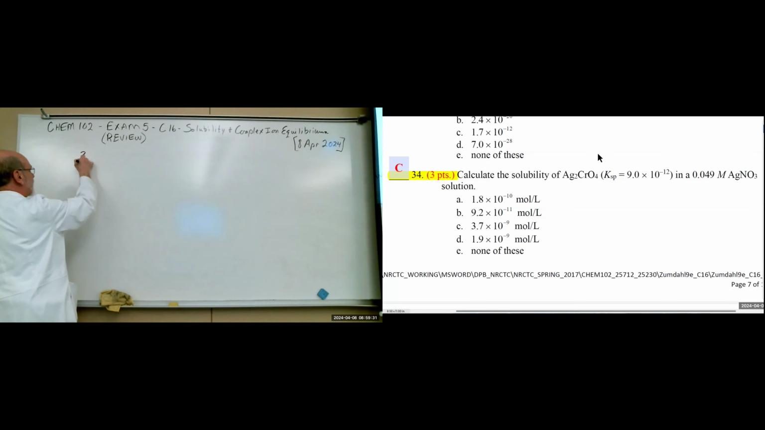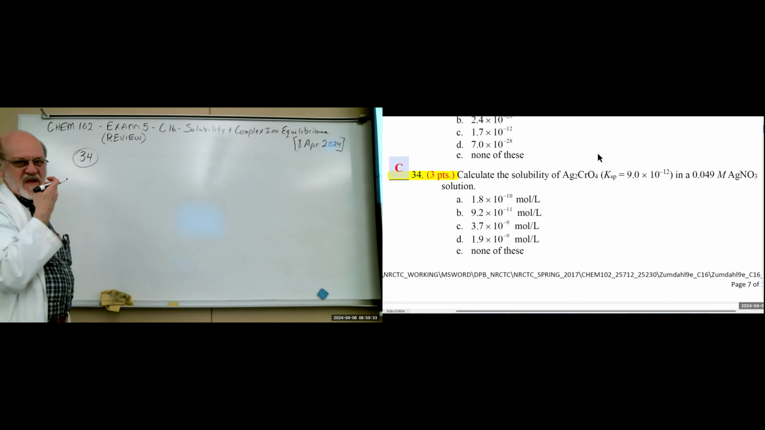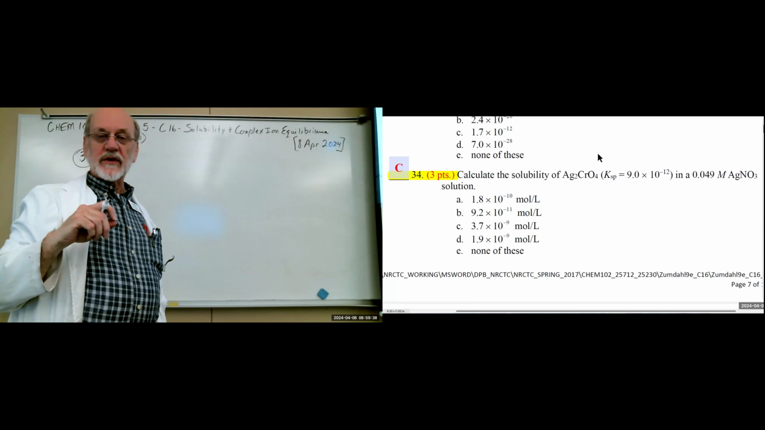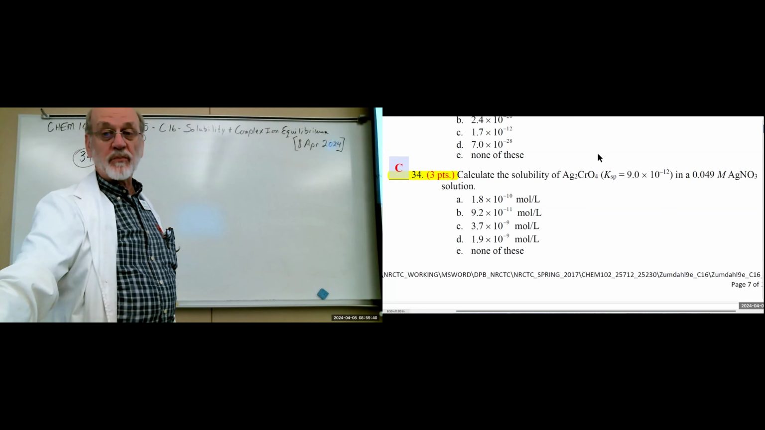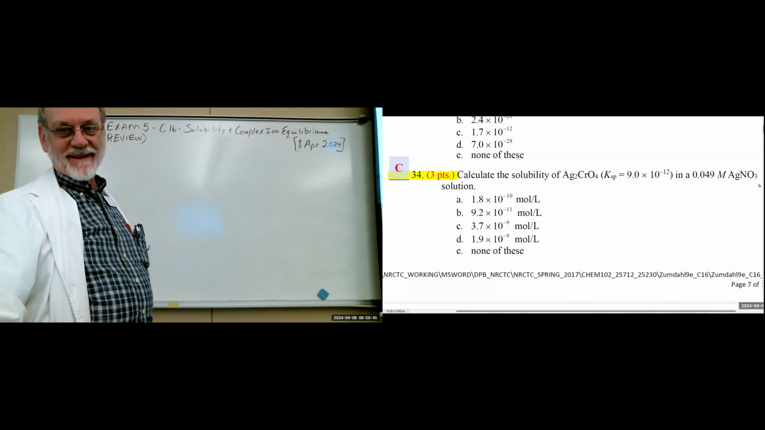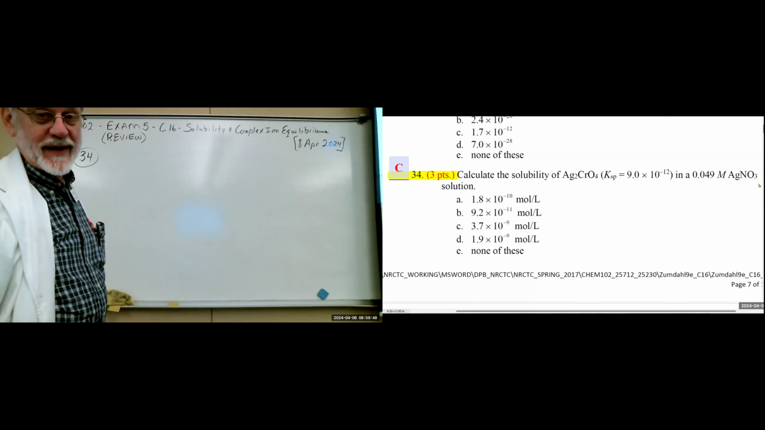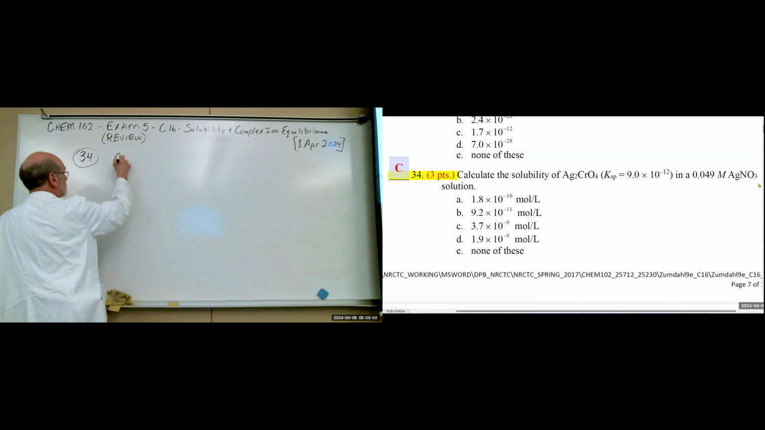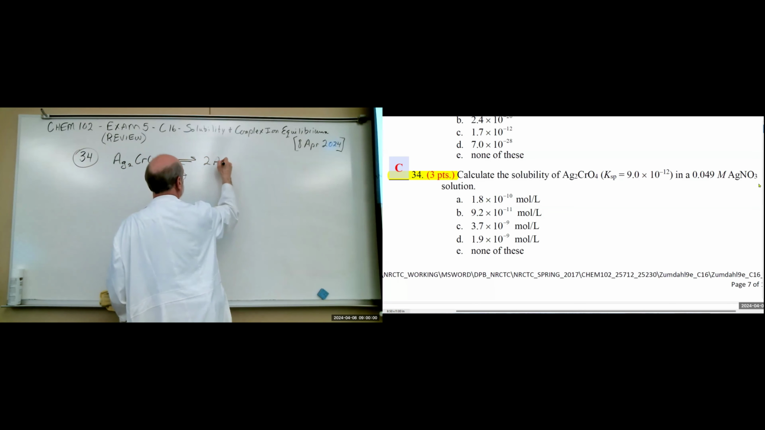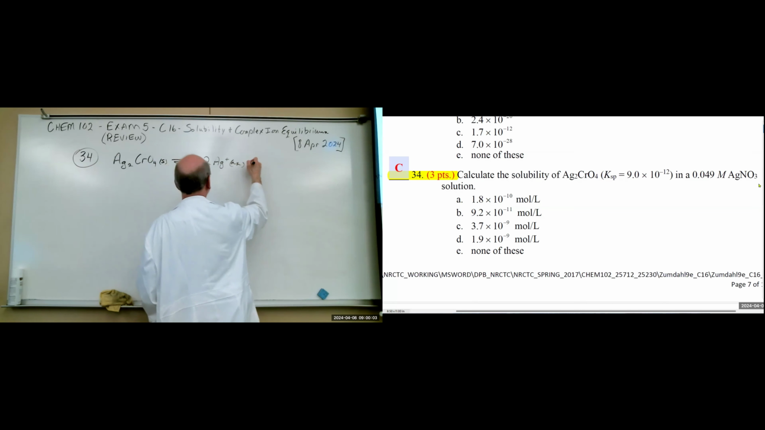34. Calculate the solubility of silver 2 chromate with a KSP of 9 times 10 to the minus 12 in 0.049 silver nitrate. All right, so here we have a common ion effect. Silver chromate is going to become 2 silvers and 1 chromate.